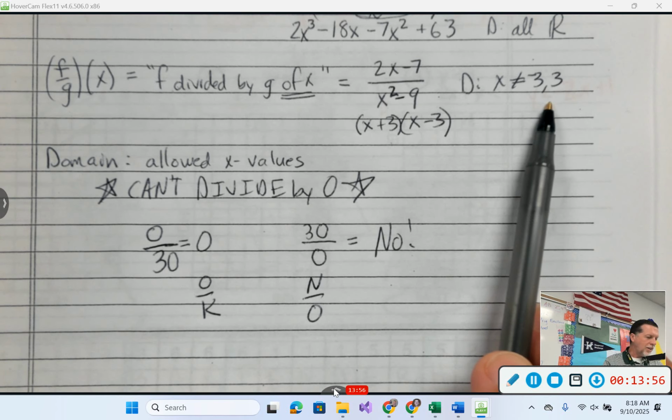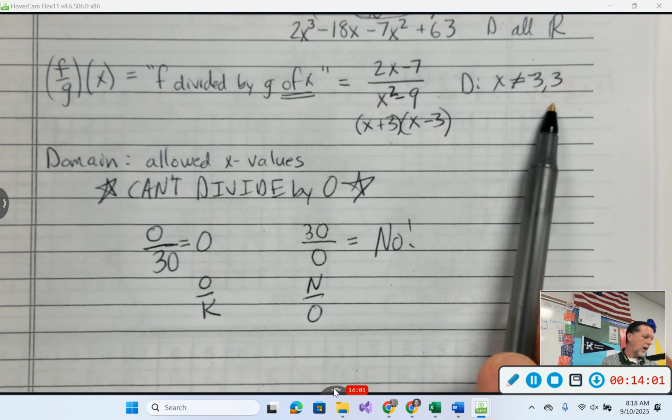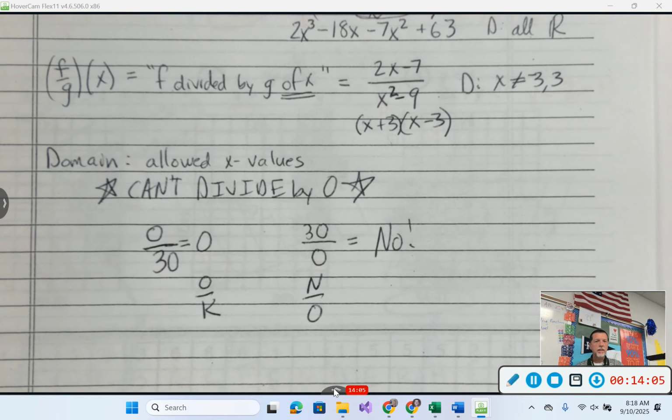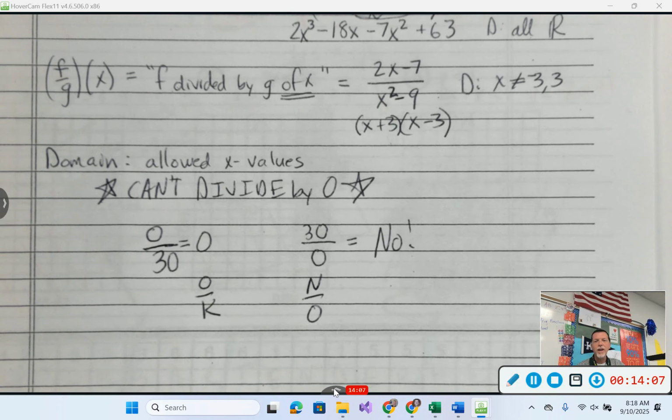So the main issue with domain is just the denominators. Everything else is going to be okay. If there's a denominator, then we have to be worried.